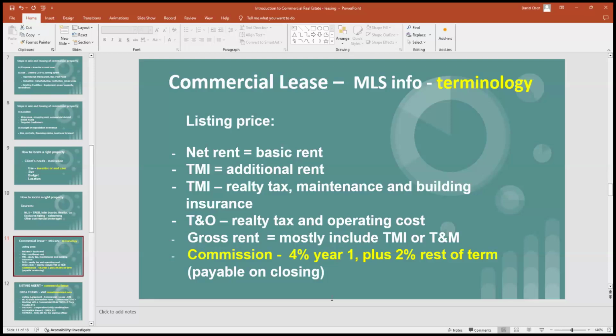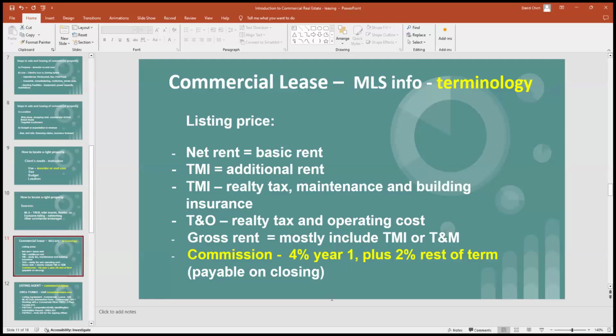That means if it's a 5 year term, the first year you got 4% already, and for the rest of the years, every year 2%. So for this total 5 year lease, the commission you get is in a lump sum at the commencement of the lease. That means you're getting paid on closing. So that's a basic terminology I can share with you.